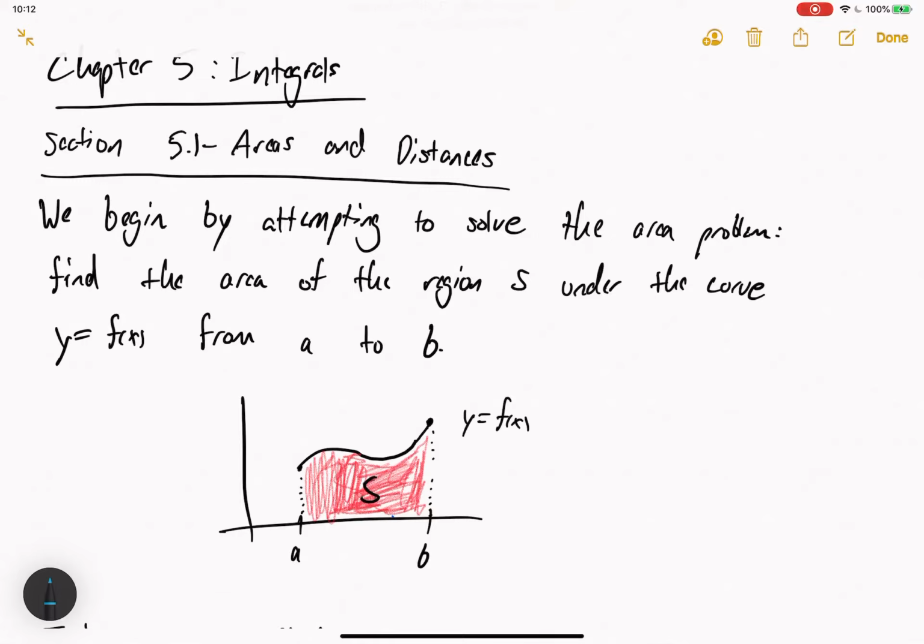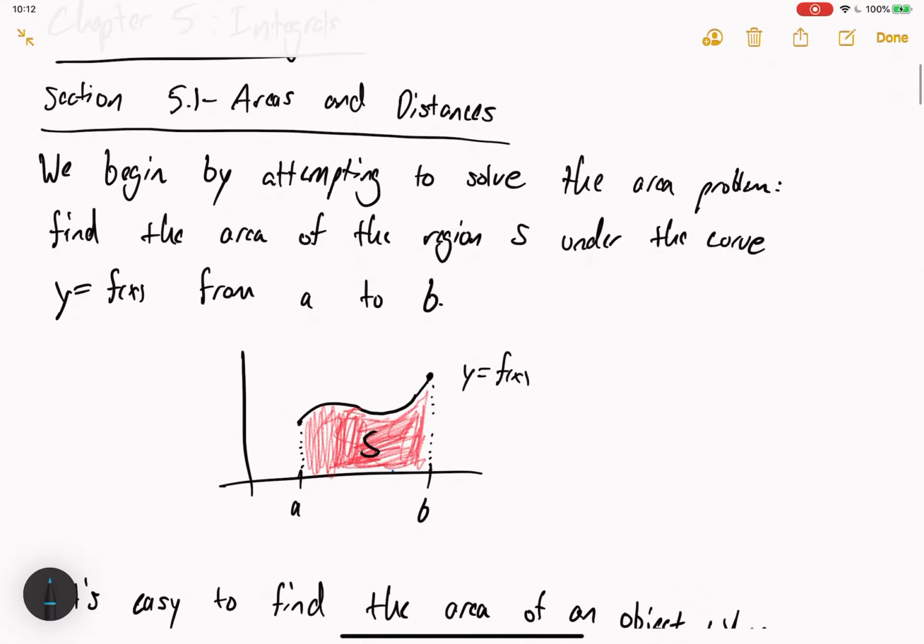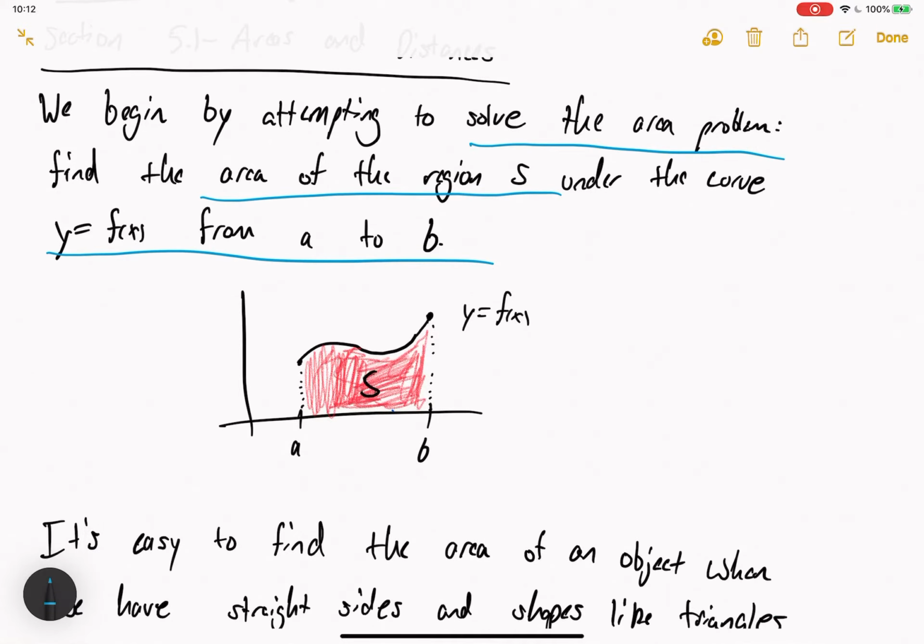So the first thing we want to do is try to set up a situation where we come up with something new. We're going to talk about areas and distances, and we want to solve an area problem. We want to find the area of a region S under the curve y equals f of x from a to b. So we have a function y equals f of x, going from a to b, on an interval [a, b]. And what we care about is S, the area of S.